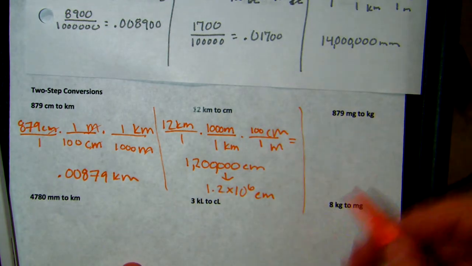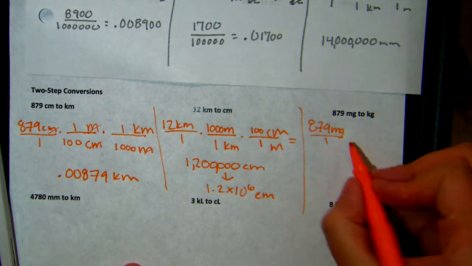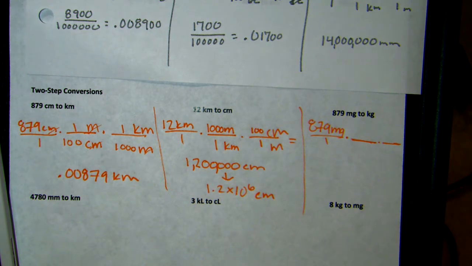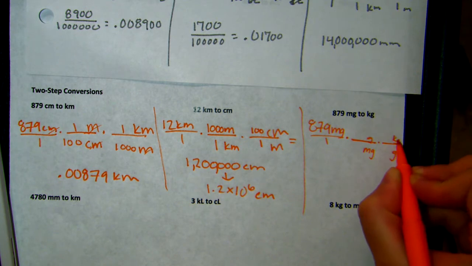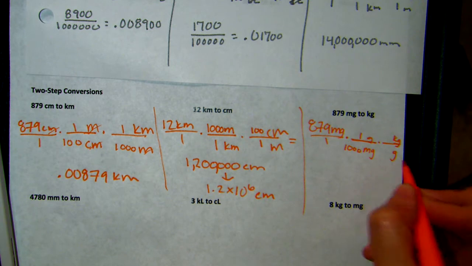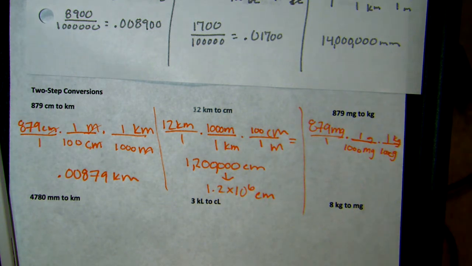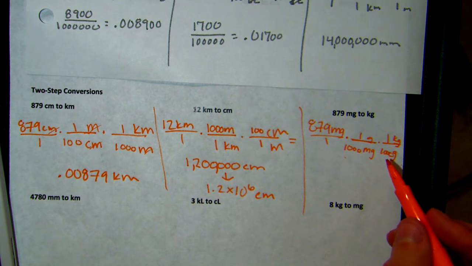879 milligrams to kilograms. So we start with 879 milligrams over 1. Once again, this is the same concept. I'm going to convert back to my base unit. So I'm going to go from milligrams to grams and then grams to kilograms. I know that there are 1,000 milligrams in 1 gram, and I know that there are 1,000 grams in 1 kilogram. So my numerator is 879. In my denominator, I'm going to take 1,000 times 1,000.